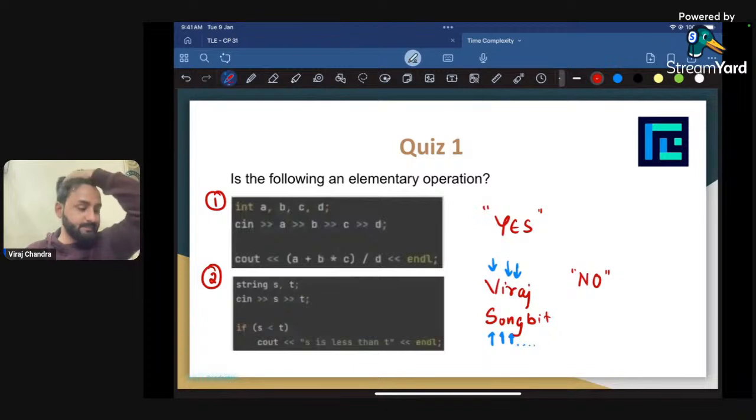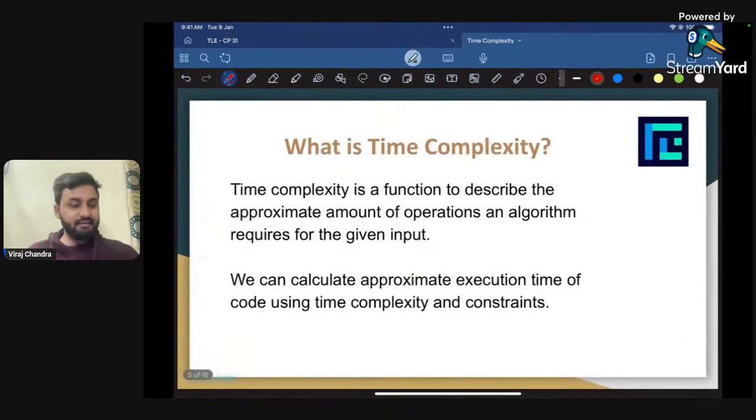I hope this should be clear. Any doubts? So the first answer becomes yes and the second answer becomes no. Clear. Okay, great. So now we have the final thing.